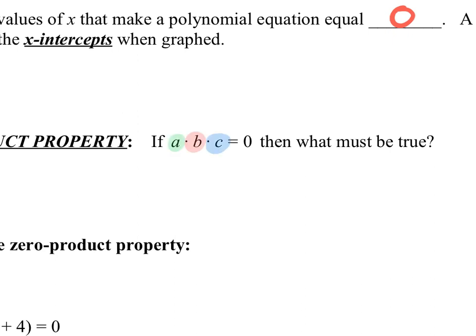I'm also going to use color to help me, because I'll bring that back down when we get down here in a few minutes. So let's say we're multiplying the green A by the red B by the red C. We don't know anything about them other than they're being multiplied, but we also know that the answer is 0.